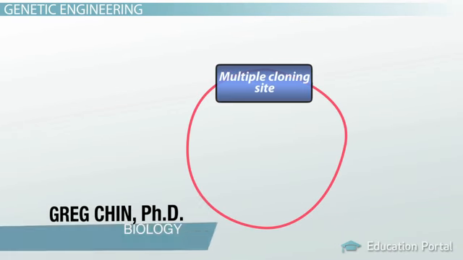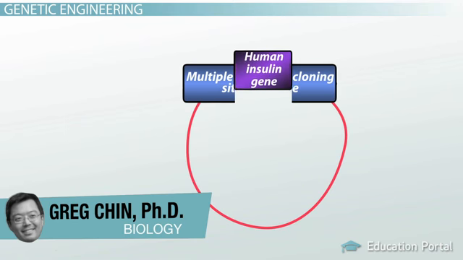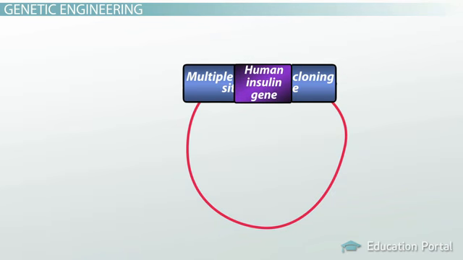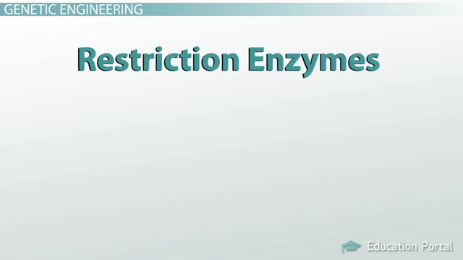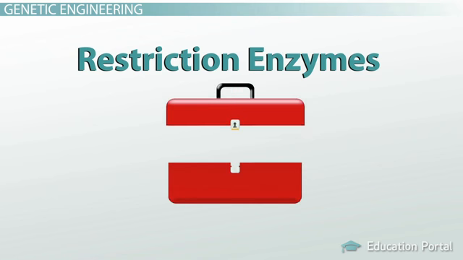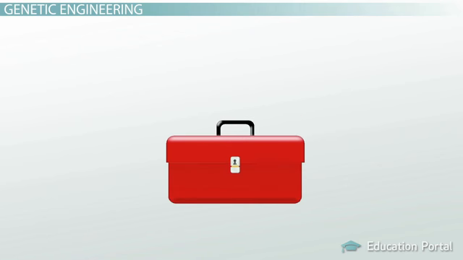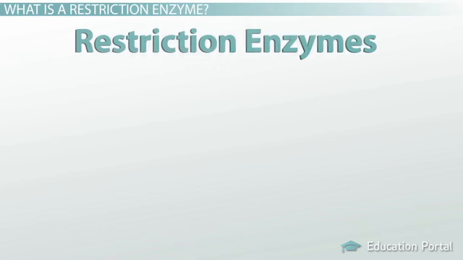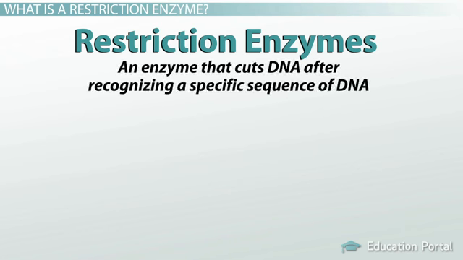The goal of genetic engineering is changing the genetic makeup of an organism. To achieve this goal, scientists must have a way of rearranging genes to create new combinations of DNA. Restriction enzymes are one tool that can be used to accomplish this goal. So, what is a restriction enzyme? A restriction enzyme is an enzyme that cuts DNA after recognizing a specific sequence of DNA.